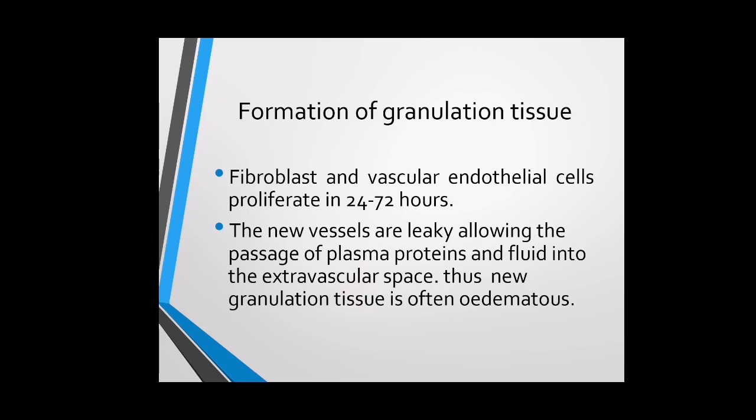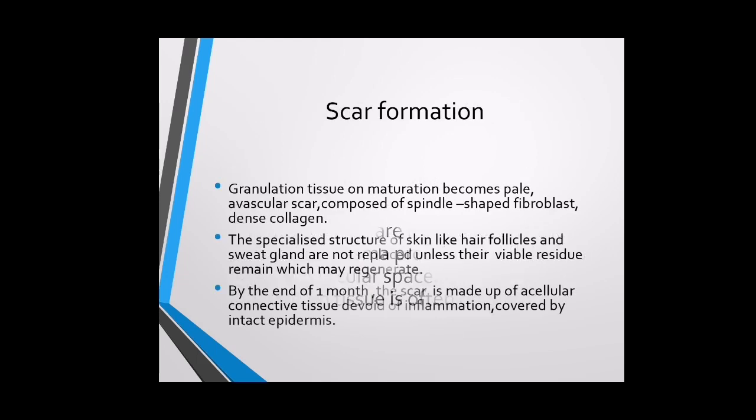Formation of granulation tissue. Fibroblast and vascular endothelial cell proliferation occurs at 24 to 72 hours. The new vessels are leaky, allowing the passage of plasma proteins and fluid into the extravascular spaces. Thus, new granulation tissue is often edematous.